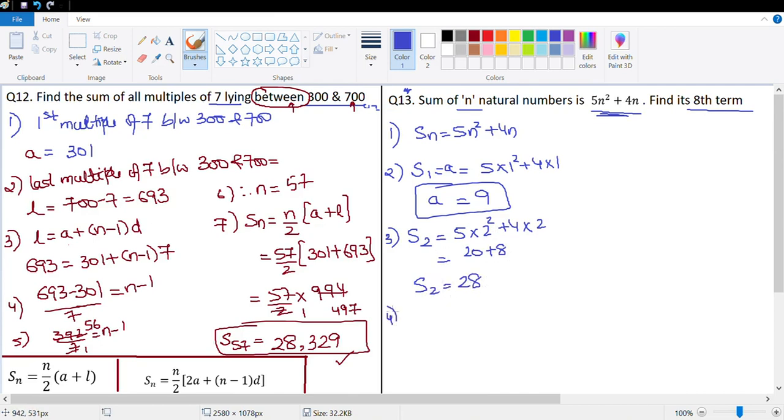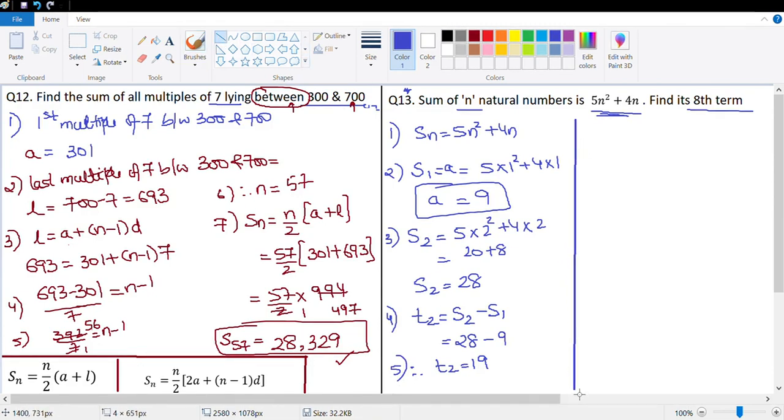Now we still need to calculate the value of D. So basically second term will be equal to sum of two terms minus sum of one term. That's how you would calculate the value of the second term, which is 28 minus 9. Therefore, the second term is equal to 19. So I have an AP in which first term is 9, second term is 19. This can help me calculate the value of D. D would be T2 minus T1. In this case, 19 minus 9, and that's 10.